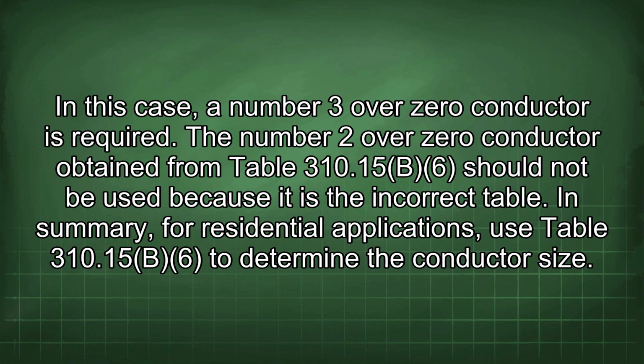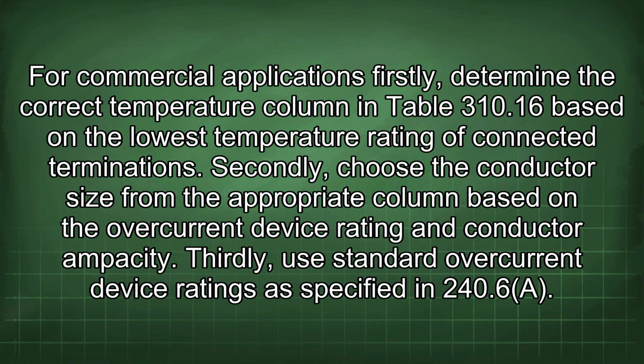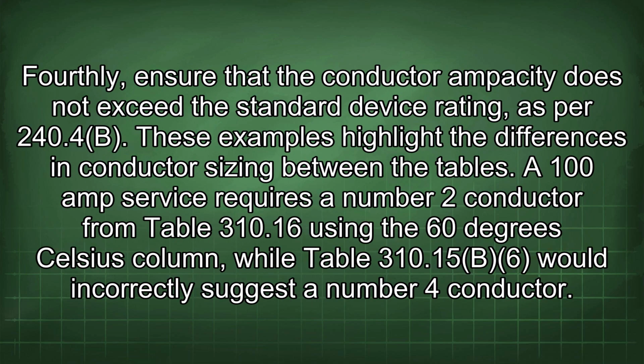In summary, for residential applications, use Table 310.15(B)(6) to determine the conductor size. For commercial applications, firstly determine the correct temperature column in Table 310.16 based on the lowest temperature rating of connected terminations. Secondly, choose the conductor size from the appropriate column based on the overcurrent device rating and conductor ampacity. Thirdly, use standard overcurrent device ratings as specified in 240.6(A). Fourthly, ensure that the conductor ampacity does not exceed the standard device rating as per 240.4(B).